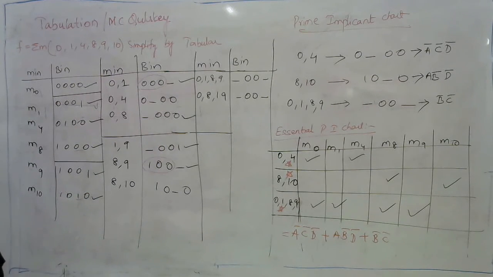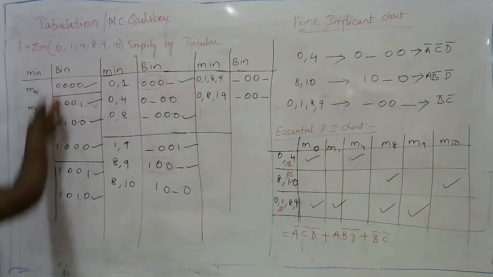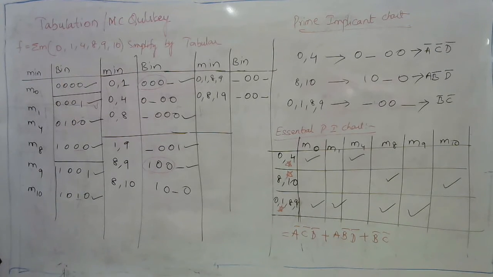In the tabulation method, I am summarizing the complete procedure. Just write down the minterms in increasing order, then partition the minterms into groups with 0 ones, 1 ones, 2 ones, and compare the minterms of each partition with the minterms in the next partition. If both minterms differ in a single bit position, keep a tick mark over them. If there is a change in more than a single bit position, don't keep any tick mark.